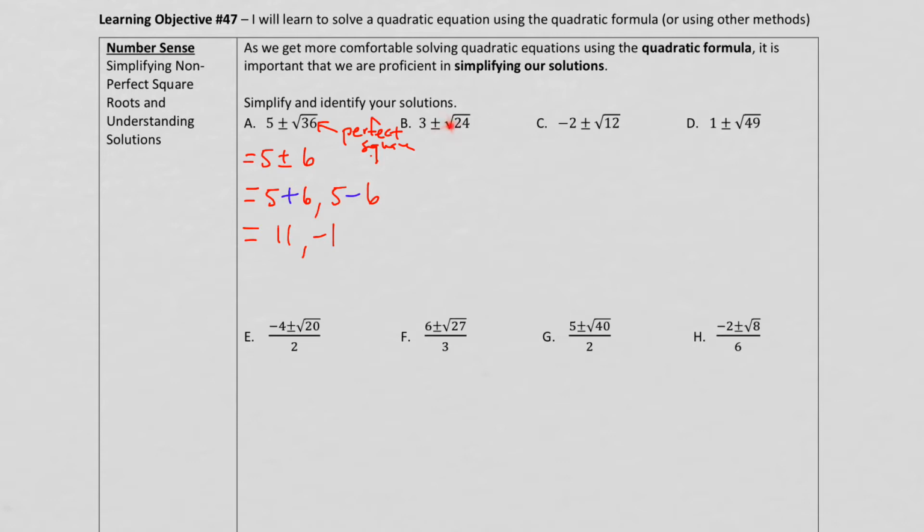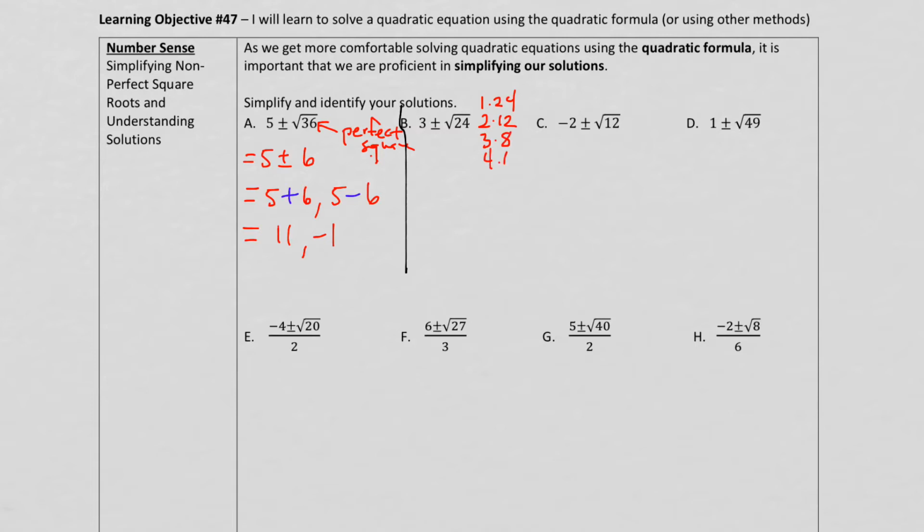Now if I look at B, it's not going to be as nice, because if I look at the square root here, 24 is not a perfect square. So we also have to be comfortable simplifying square roots that are not perfect squares. To do that, we need to think about this square root of 24 and think of all the factor pairs of 24. So 24 is going to be 1 times 24, 2 times 12, 3 times 8, and 4 times 6.